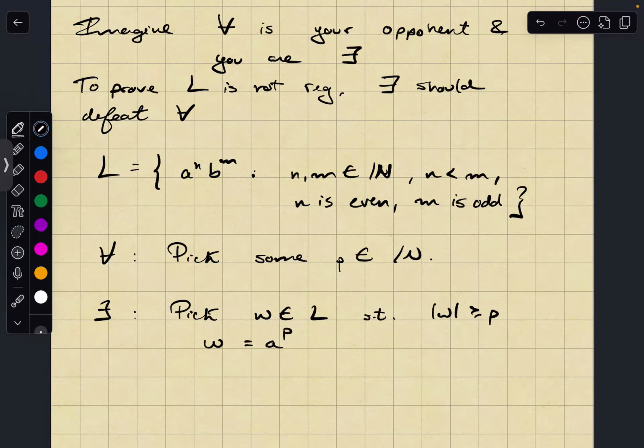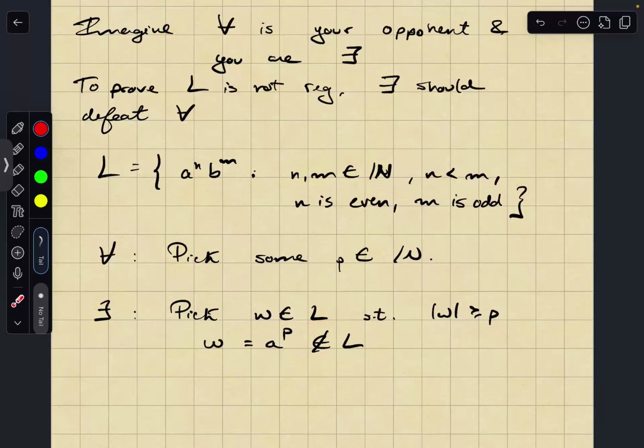So let's pick W is A power P, right? So you can pick this, right? But in this case, this is not a correct choice of W. Why? Because, well, this isn't even in L, right? Because here P is in the set of natural numbers, and here, technically it's B power 0. So you have something like P is strictly less than 0, so that's false, right? So this would be an incorrect choice. Even though it satisfies this, it doesn't satisfy this.